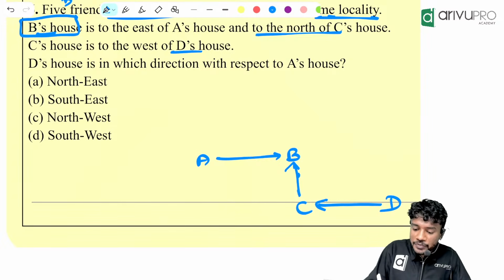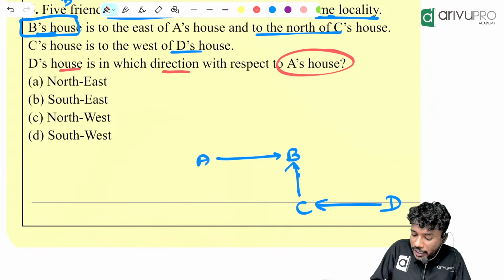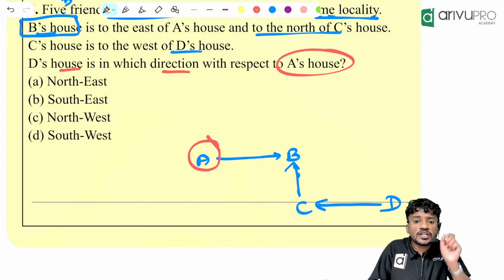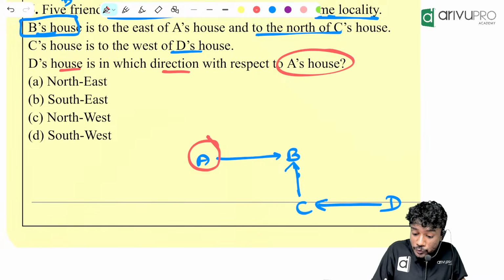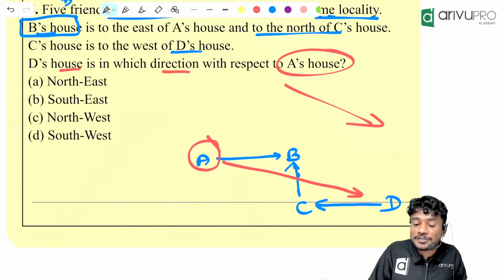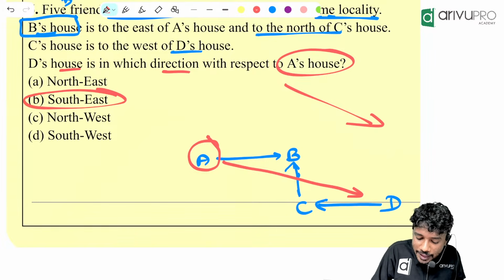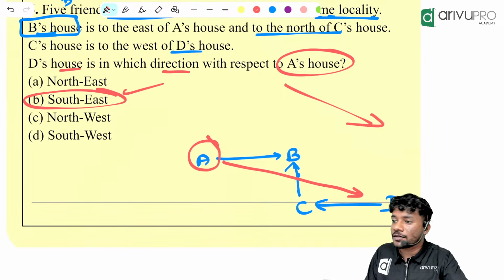Now tell me, D's house is in which direction with respect to A? A is over here. With respect to A, D's house is in which direction? Whenever we draw like this, what direction is that? That is called the south east direction. Option B is our answer.